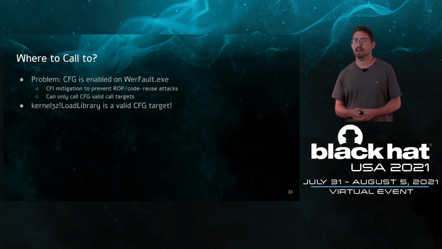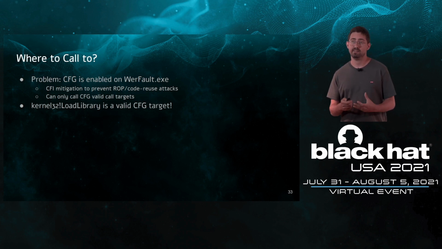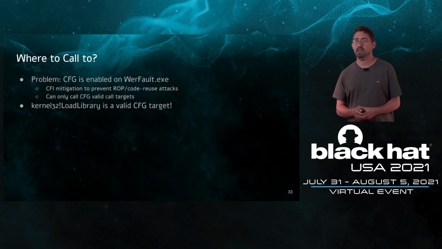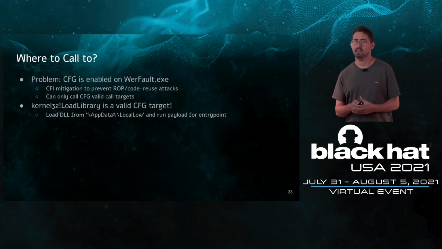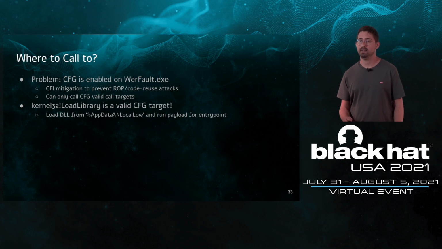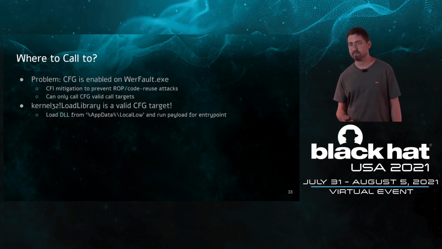But I found out that kernel32 LoadLibrary is a valid CFG target in that context. And this means I can simply call it. LoadLibrary is a function that allows you to load a DLL dynamically into the process. So all I have to do is write another file, a DLL file, into the AppData Local Low directory, then have LoadLibrary load it and run my payload from its entry point.